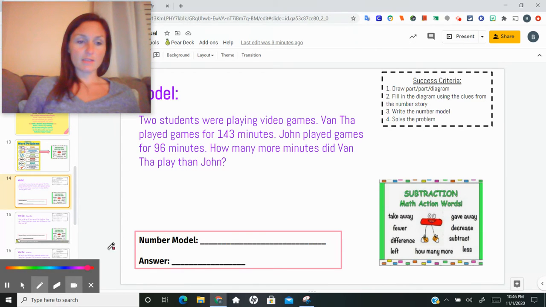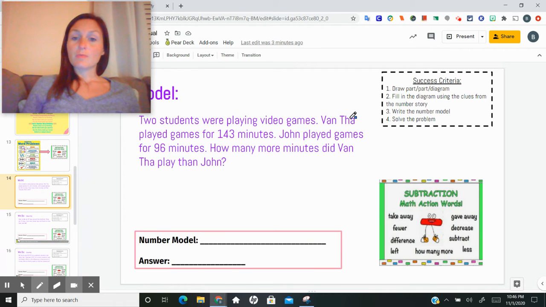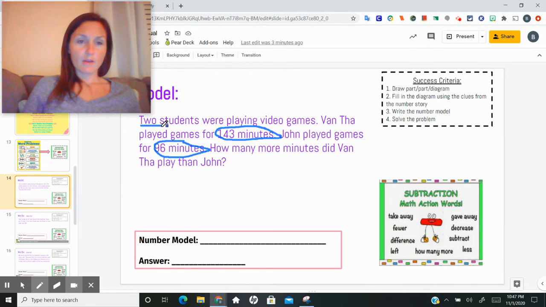So this says that two students were playing video games. Fanta played games for 143 minutes. John played games for 96 minutes. How many more minutes did Fanta play than John? Well, I see these important numbers like 143 and 96, and I see this number 2. But this shows me it's not a number 2 that I think is part of the story. It should show me that there's 2 students playing.